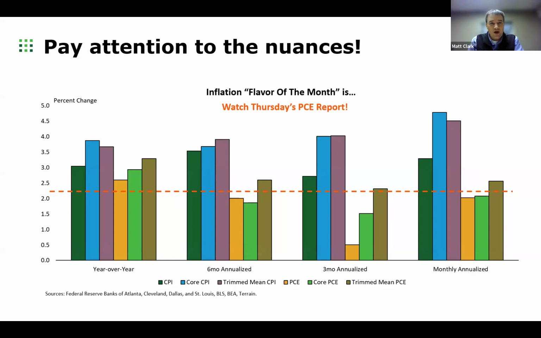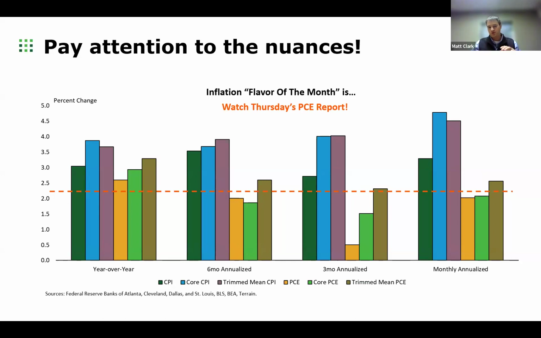So what I'm encouraging everybody to do is to pay attention to the nuances of inflation reports. So typically what we get is a year-over-year inflation calculation, which in this bar chart I've calculated here on the left. So here you have the January CPI numbers, you have the December PCE numbers. On Thursday, we will get a new PCE report. So tomorrow we will get a new inflation reading.